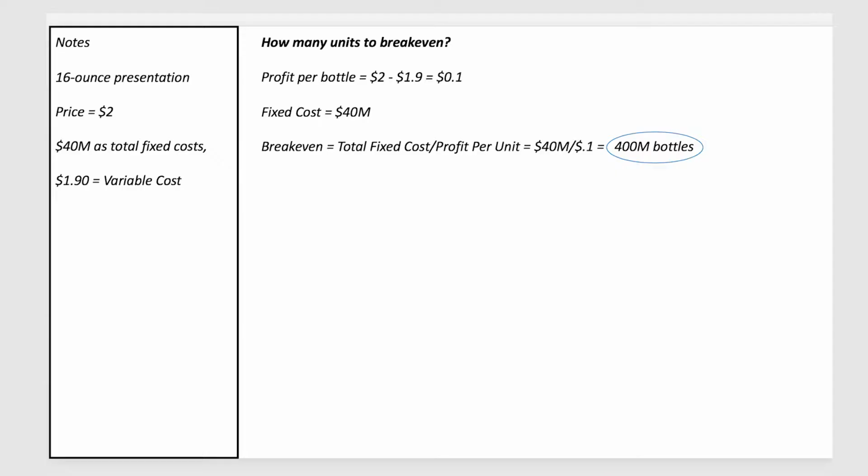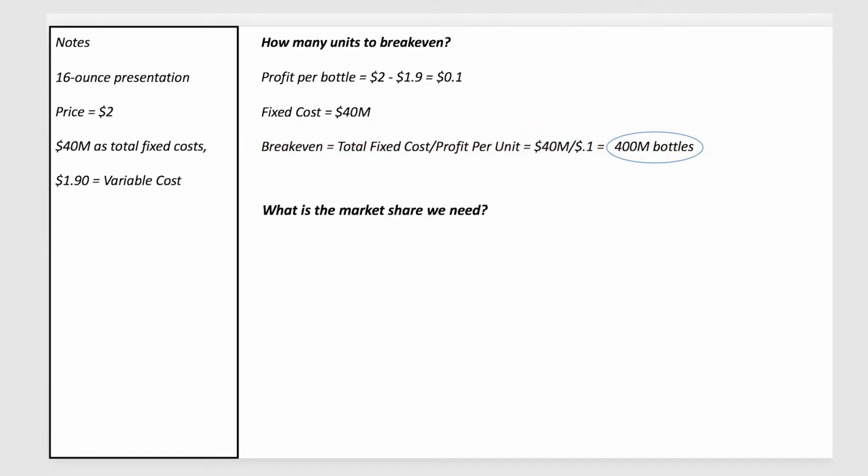Okay, let me start with how many units we need to break even. If we have a price of $2 per bottle and an internal cost of $1.90 a bottle, we're making 10 cents a bottle. 10 cents a bottle relative to the $40 million fixed cost means that we'd have to sell 400 million bottles in order to break even.